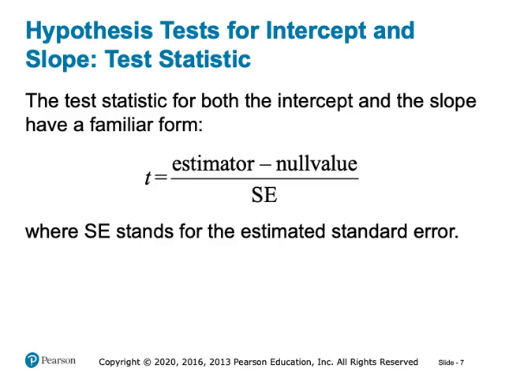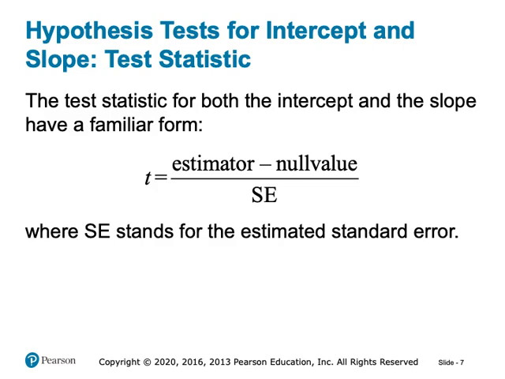The test statistic for both the intercept and the slope has a familiar and straightforward form. T equals (estimator minus null value) divided by SE. Let's break down what each part of this formula represents. Estimator. This is the value we have calculated from our sample data, either the estimated intercept, hat beta 0, or the estimated slope, hat beta 1.